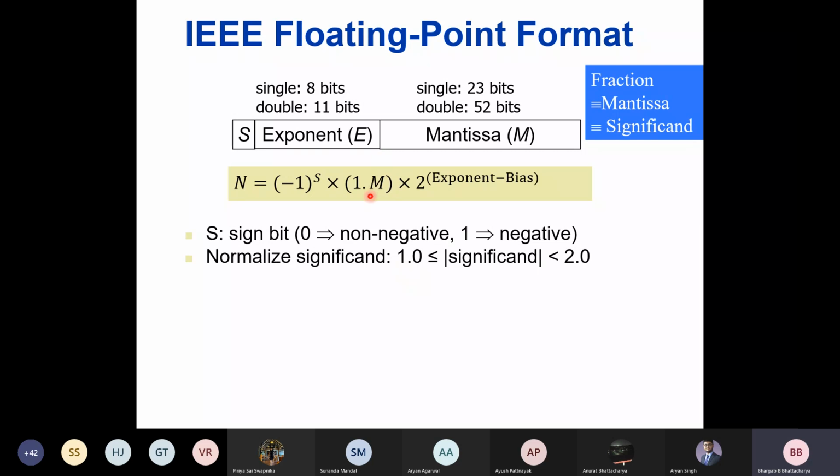So that means there is a hidden 1 here, an implicit 1. So 1.0 is the minimum value of this significand, and the maximum value is 1 point, all mantissa bits being 1, that is 1.1111 with 23 ones, which is very close to 2 but not equal to 2. So it lies in the range 1.0 less than or equal to the value, strictly less than 2.0. Do you follow me?